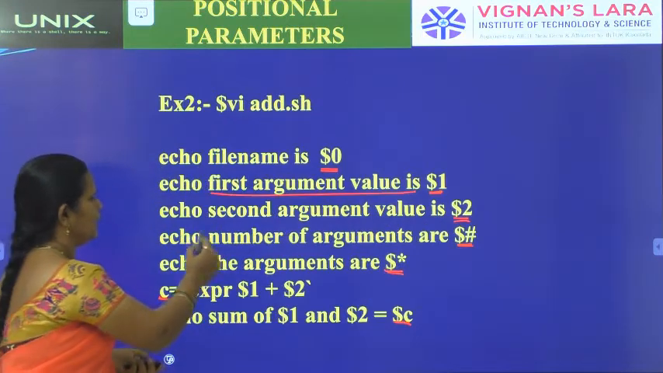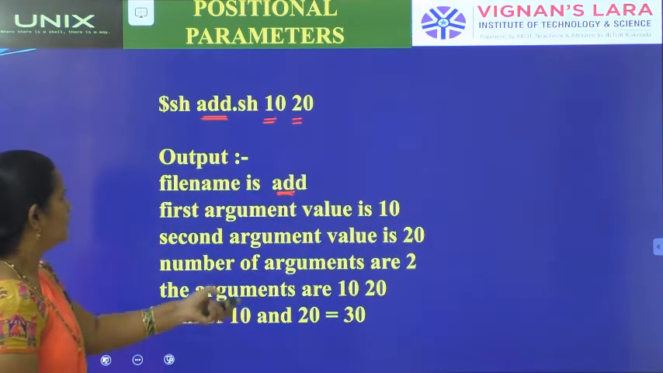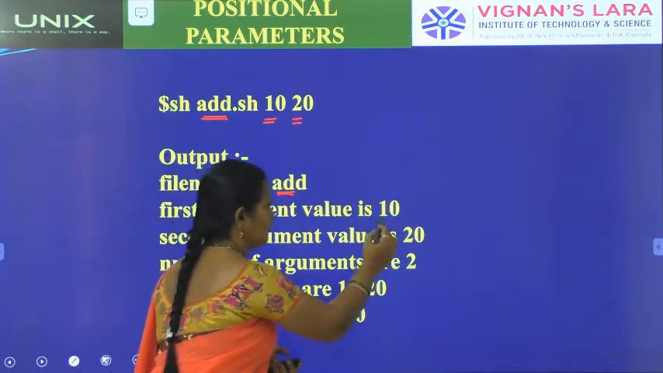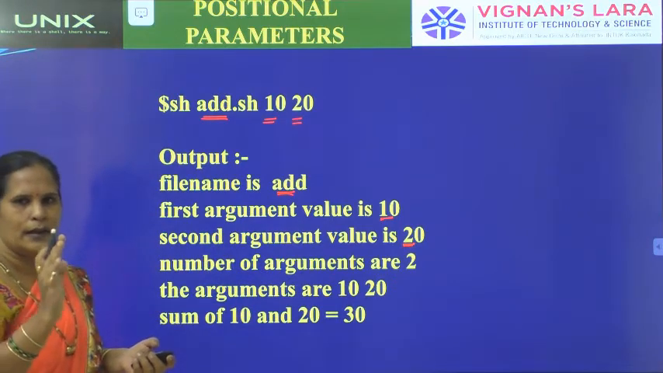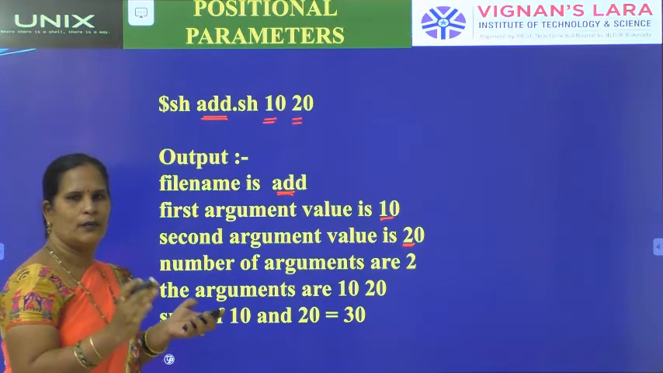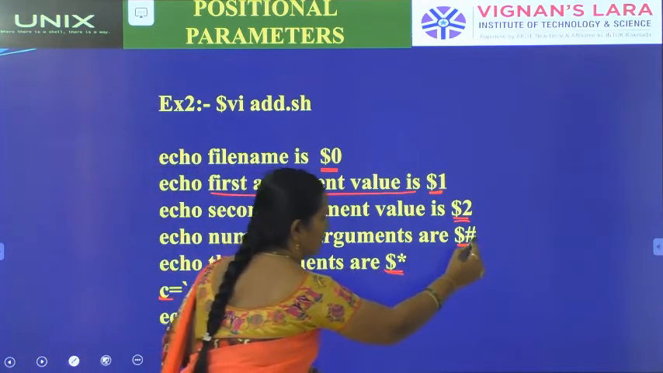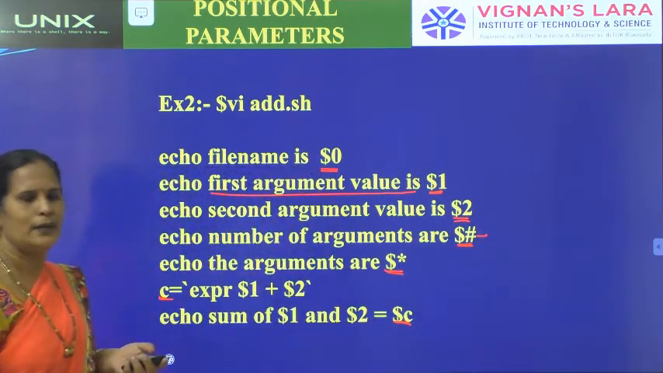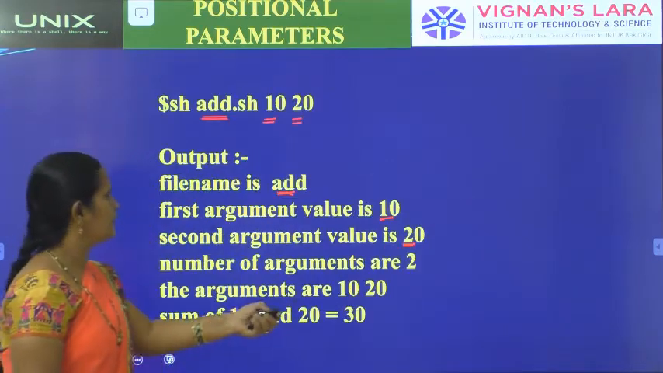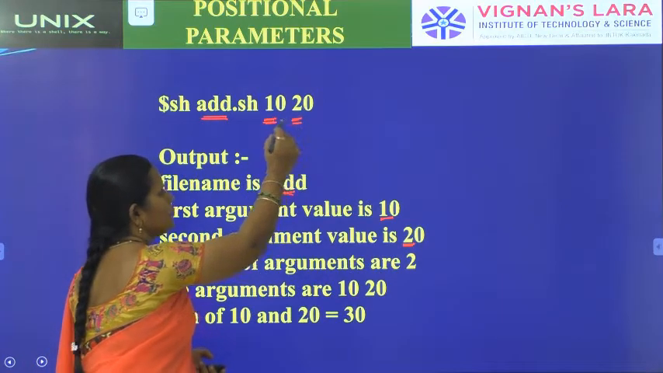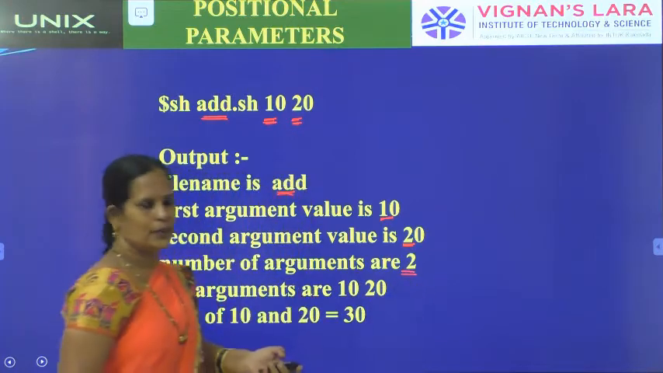Next, observe the third line. Echo space second argument value is followed by $2. Second argument value is 20. In order to get the values, we have to specify $1, $2, $3 and so on, up to $9 only. Its range is from $1 to $9. Next, observe here, $hash. What does $hash indicate? It is used to count the number of arguments submitted to the shell script. Here I submitted only 2 arguments, so it is going to count these and display 2. The arguments are 2.